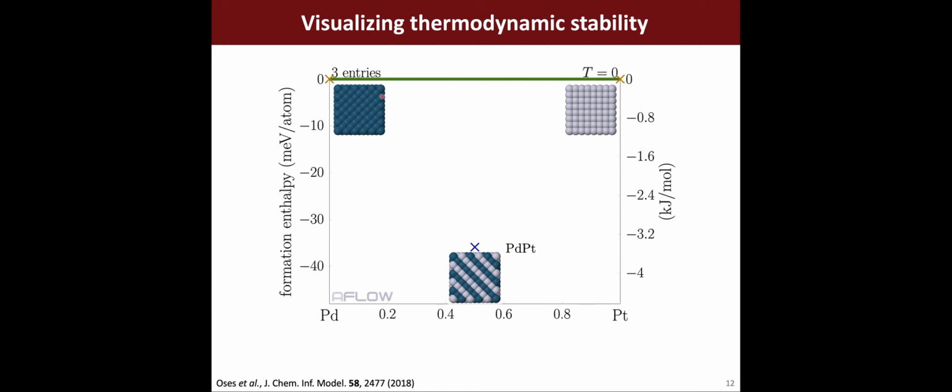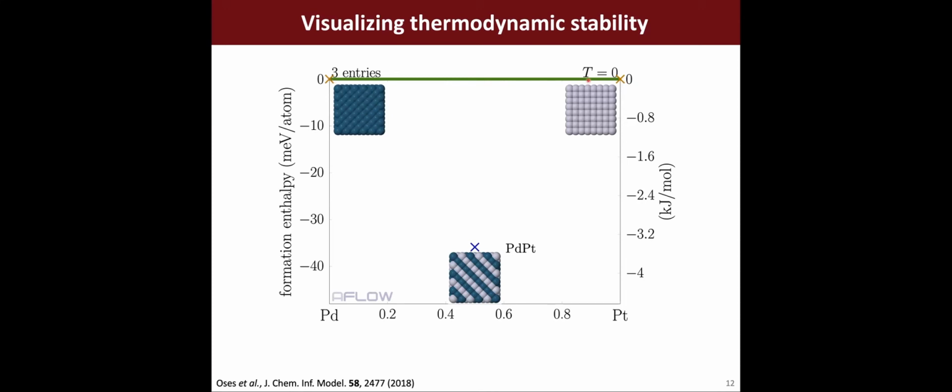So here I have plotted with X's where the three materials are energetically. Here we have pure A, here we have pure B, and then we have the mixture here, the 50-50 mixture. And by plotting with respect to the formation enthalpy, what we've done is that we've zeroed out the enthalpies of the pure components so that they sit right on the zero axis here.